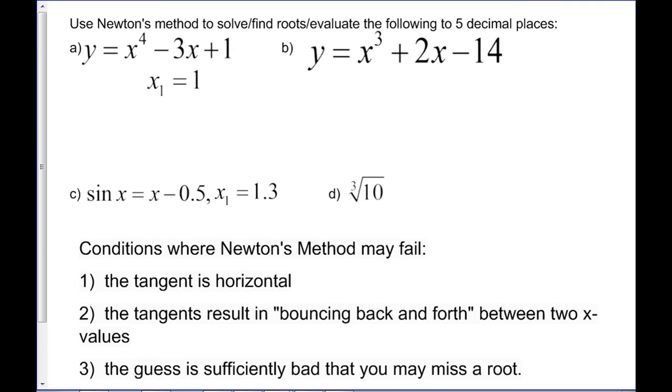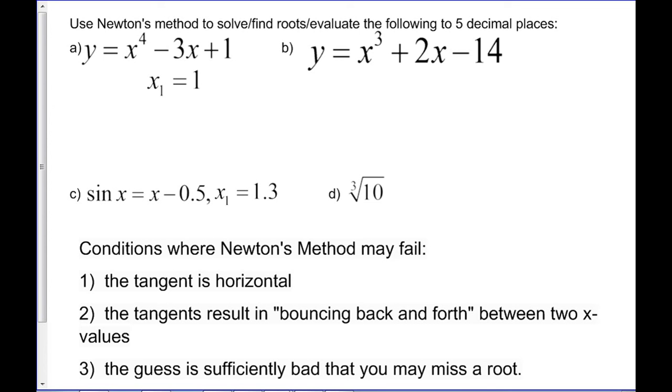Here's what I want you to do. Use Newton's method to solve or find roots for the following to 5 decimal places. And you can use Desmos to check, so I'm not going to give you the answers here. You can always check those graphically. You may want to copy those down, or if you'd already printed out the PDF notes, you've got them.